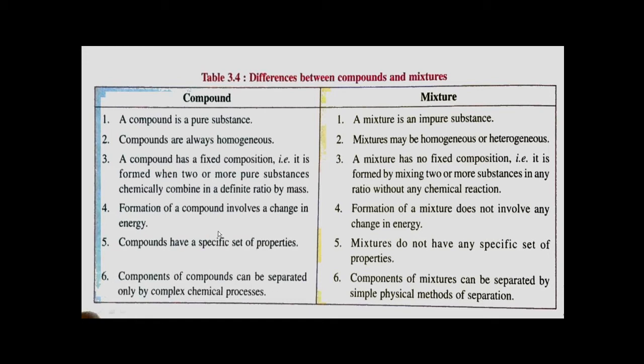Compounds have a specific set of properties, but mixtures do not have any specific set of properties. Why? Because in any proportion we can mix the constituent substances, and a mixture does not have any specific set of properties because all the ingredients or components retain their own properties. Whereas for compounds, the components of a compound lose their properties and form a whole new set of properties when we get a new compound.